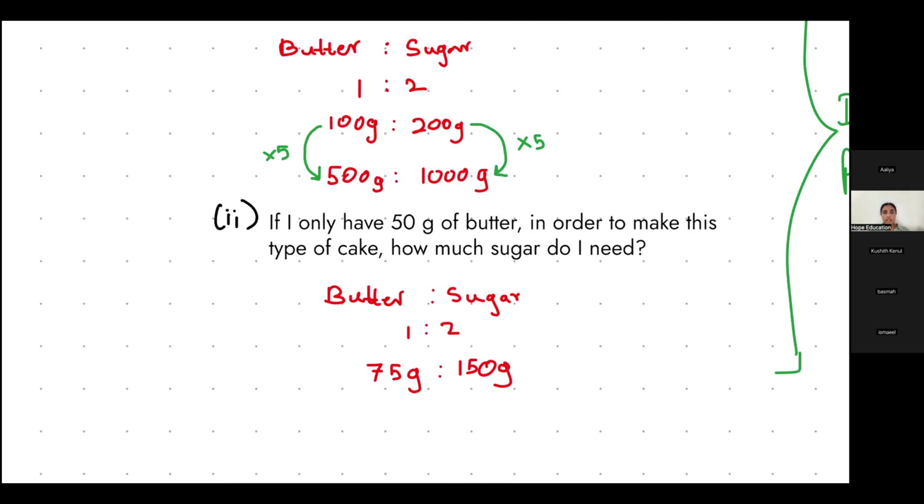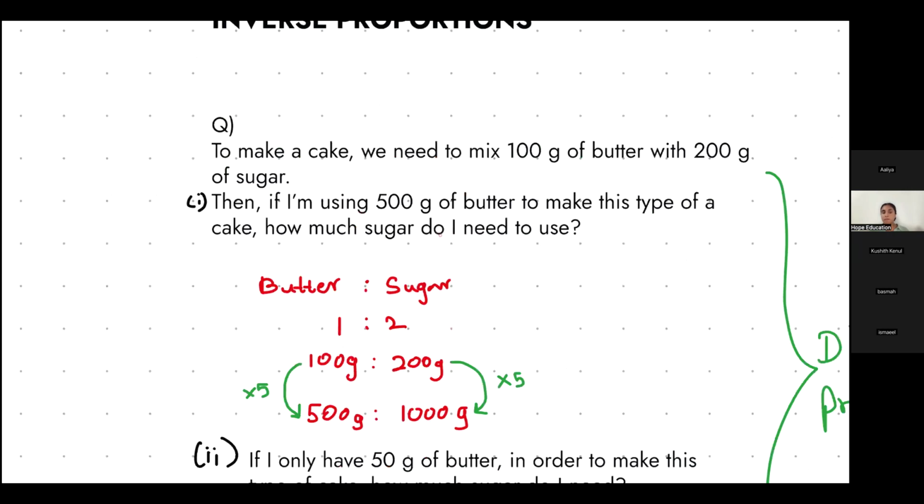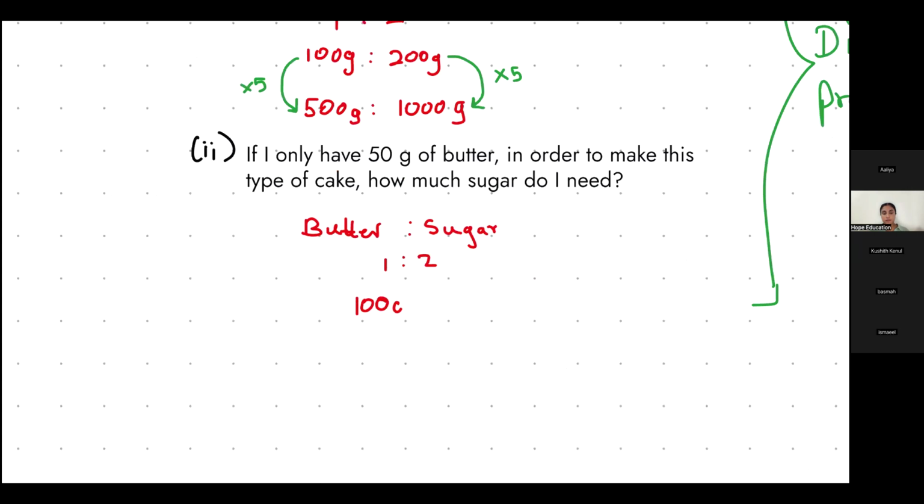Then if you take this particular instance, we know the butter to sugar ratio is 1:2. In the question, they used 100 grams of butter and 200 grams of sugar, right? Now if I'm using 50 grams of butter, we know I have to use 100 grams of sugar. So here the amount of butter is decreased by 2 divided by 2.